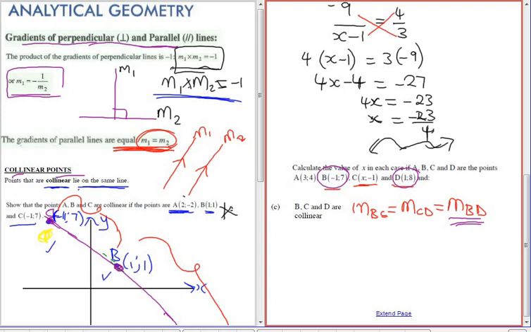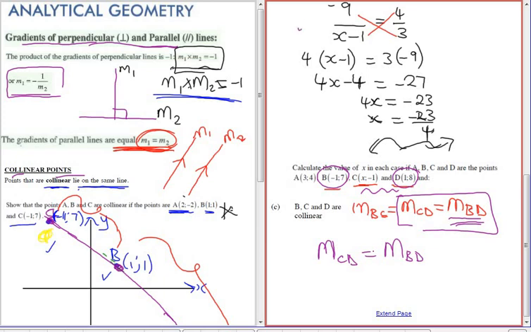And what else do we have? We already calculated the gradient of CD before, do you remember? So at this point, I am just going to use these two. Since for collinear points that is true, I can just equate the gradient of CD to the gradient of BD because they are collinear points. And we said the gradient of CD, we calculated it up there as negative 9.